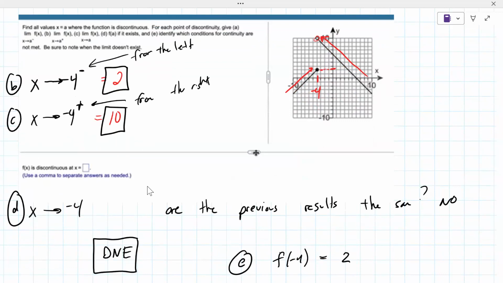It sounded like the one for part D, where the limit as x approaches -4 does not exist. I don't know which one that was, like was it the second or the third one you said? I'm also happy to look. That one was right. Okay, finally that question's done.